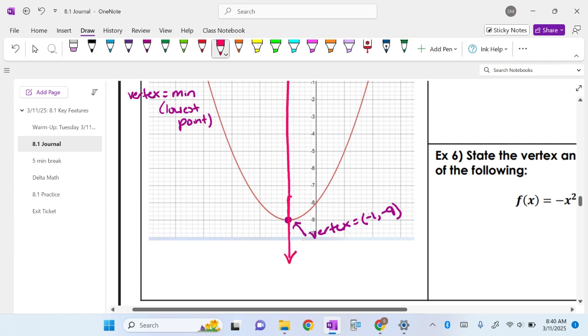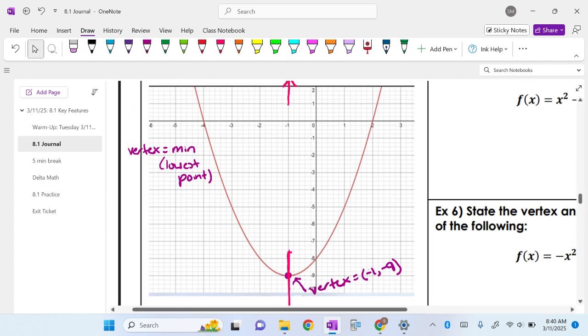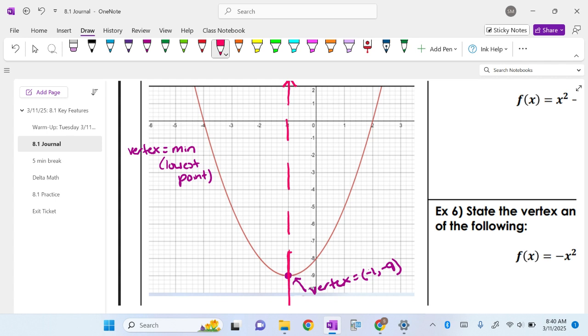All right. Now, I drew it as a straight line, but a lot of times it's also a dashed line. So you can either draw it straight or you can draw it as dashed, because it is kind of a more invisible line. So this right here is my axis of symmetry, or my AOS. So just know that AOS stands for axis of symmetry.